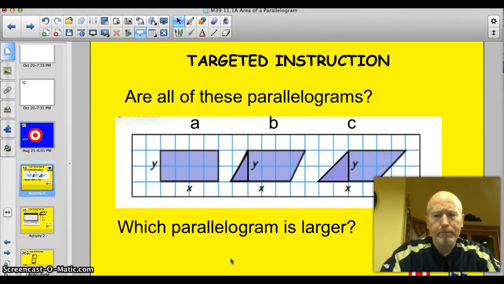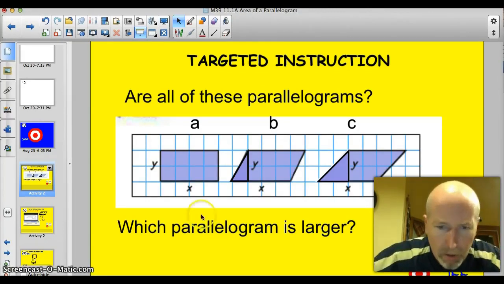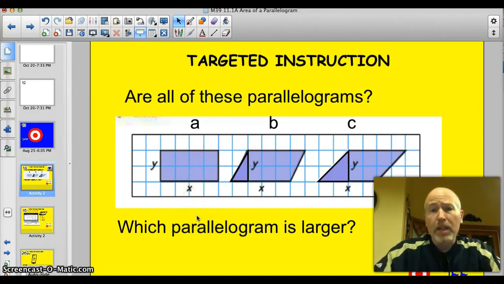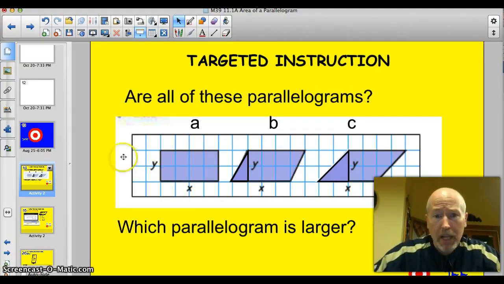Think about it. Well, I know you're probably going, this one isn't a parallelogram. But actually, A is a parallelogram because a parallelogram is simply a quadrilateral with 2 sets of parallel sides. And this side is parallel to this side, and this side is parallel to this one. So rectangles are parallelograms. They happen to be special parallelograms called rectangles because they have right angles.